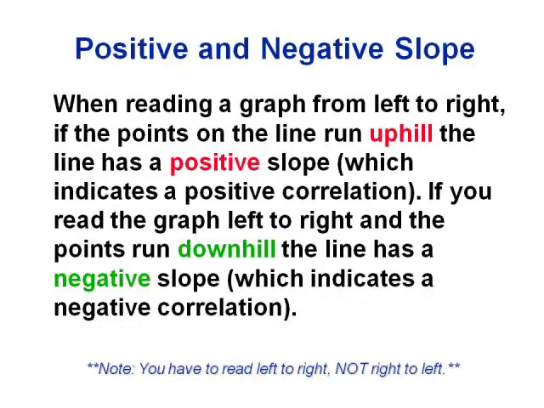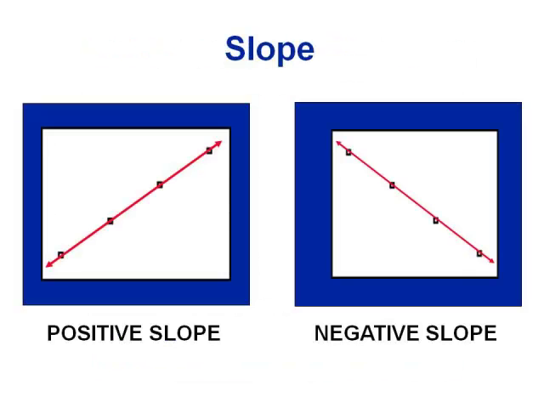Now we've been talking about positive and negative correlation, so we've actually been skirting around the issue of positive and negative slope already. For positive correlations, as you go to the right, the dots go up. Lines that go up as you go to the right are lines with positive slopes. And if they go down as you go to the right, then they have negative slopes, just like negative correlations.